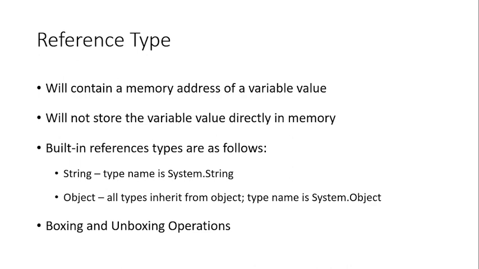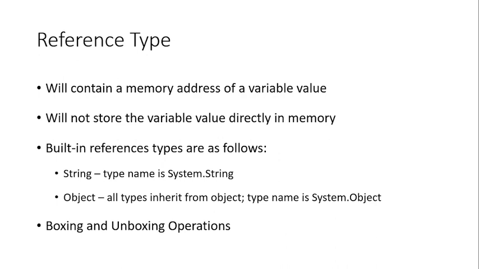Now built-in reference types are as follows. You have string, which is a type name, System.String. We can also call it a simple string. It's a reference type. So when we create a string, we are creating a reference which is capable of referring to or storing an address of an actual object.